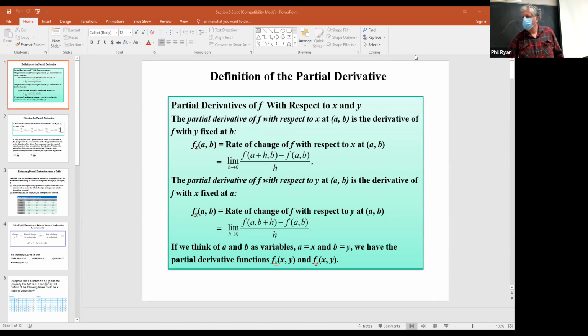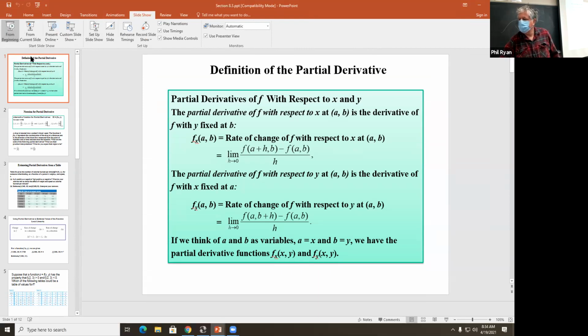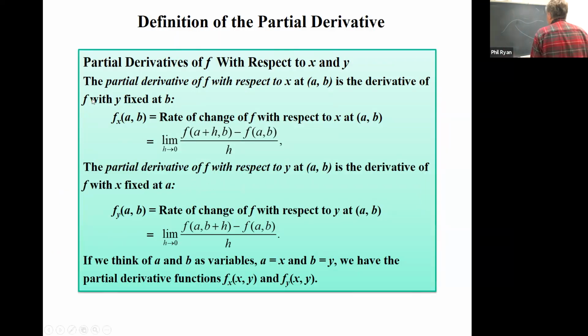Okay, so here is the slide of technical details. We've got a function of 2 variables, X and Y. That means it has an X derivative and a Y derivative. We call them partial derivatives, right? Because the derivative is really both X and Y, so we just look at part of that. We look at the X part and we look at the Y part.